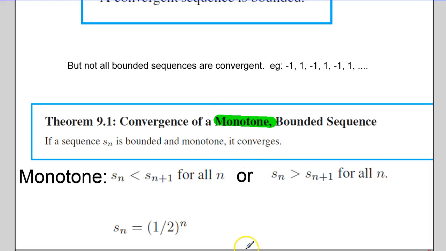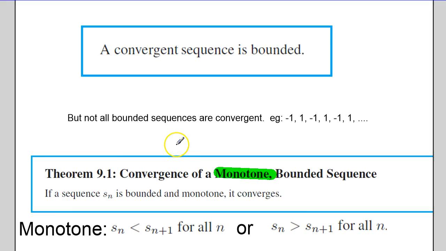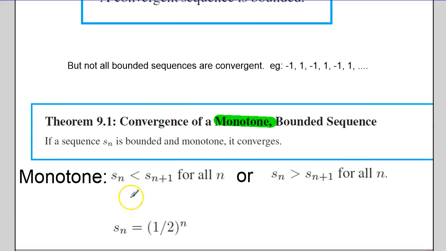And a good example of that is this one right here. Well, two examples we're going to look at. This one we can see from our previous test: 1/2 is less than 1, so it will converge. But we can also use the fact that it's a sequence that is always decreasing. It's monotone decreasing, and it is bounded. It doesn't go above 1, and it doesn't go below 0.